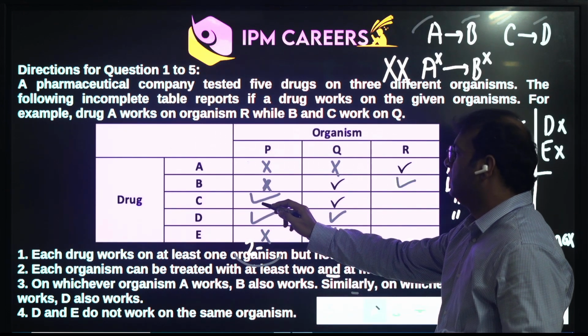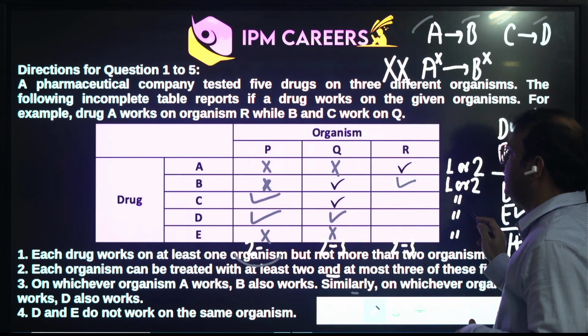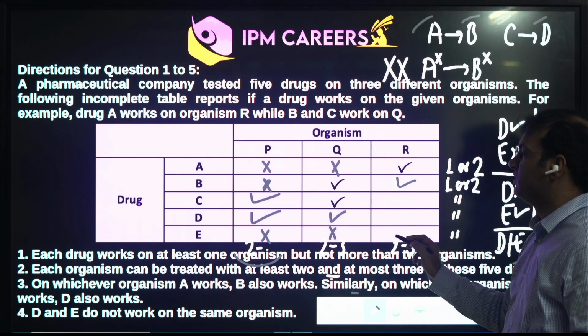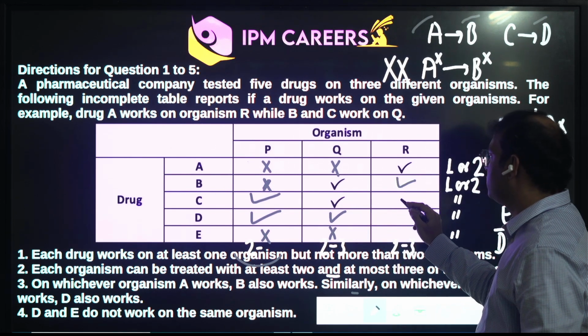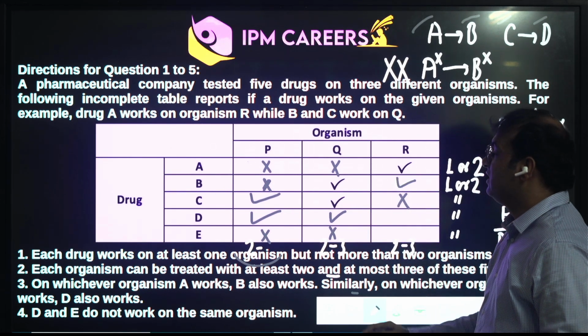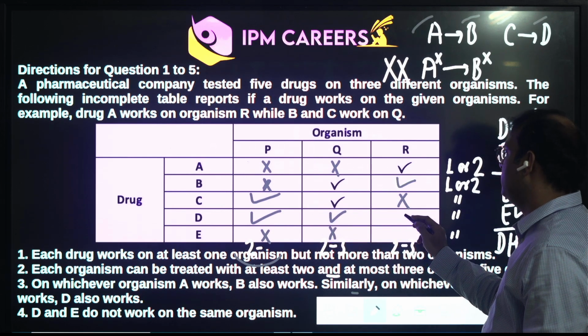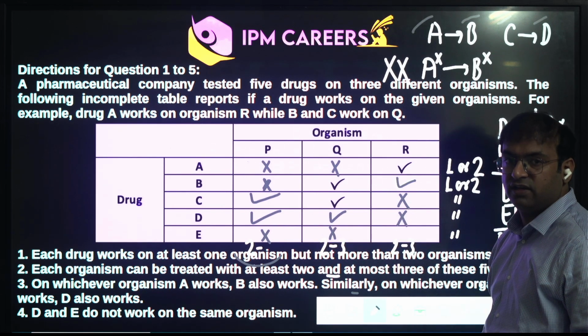See, if we talk about drug C, any drug can treat a maximum of two organisms, and drug C has already treated two organisms, so it cannot treat the third organism R, right? The same rule goes for drug D. It should also not treat the organism R.